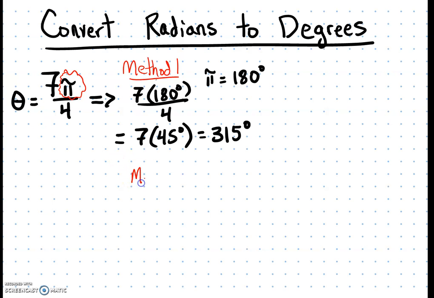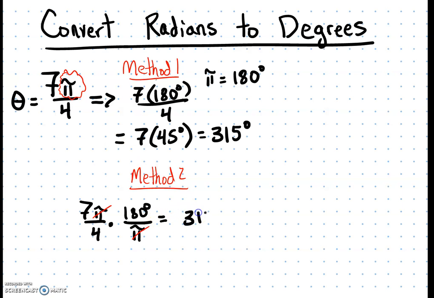The second method, which works just as well, is to use a multiplier. The second method is to take the 7 pi over 4 and multiply it times 180 degrees divided by pi. And this has the same exact effect of what we did up above. So multiplying times 180 degrees over pi will convert from the radians into the degrees.